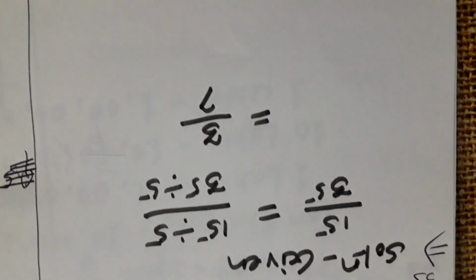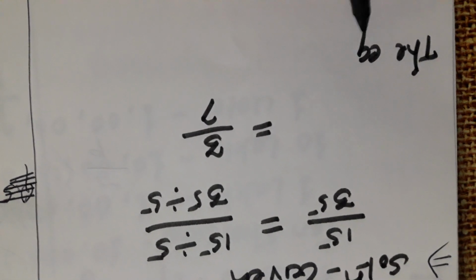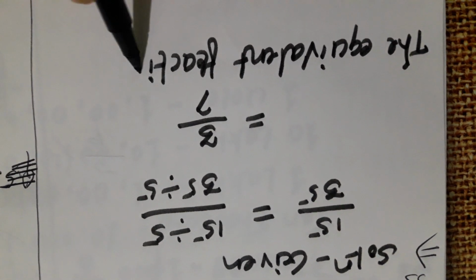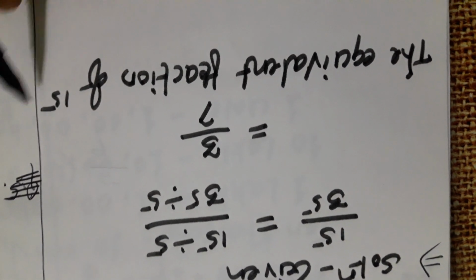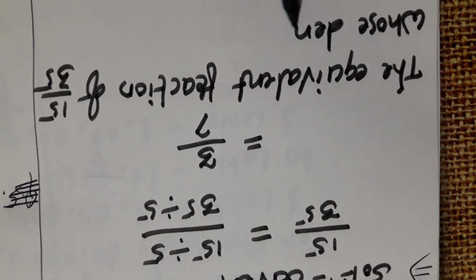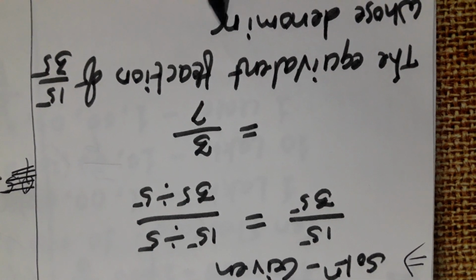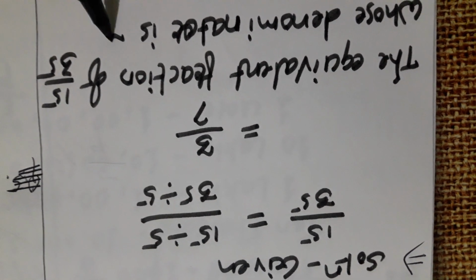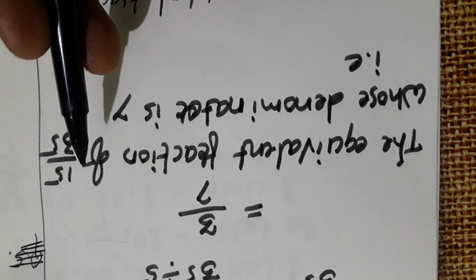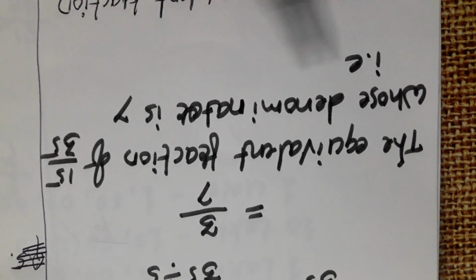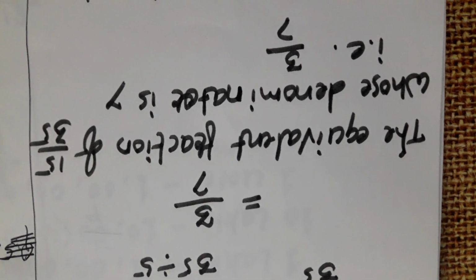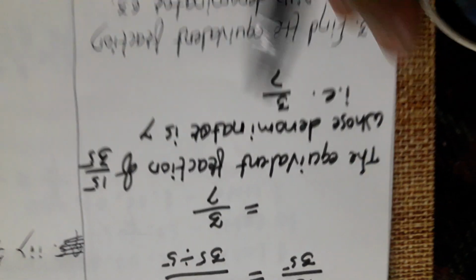Got the idea? We have to write here the equivalent fraction of 15 upon 35 whose denominator is 7, that is, this is the short form, look here, the equivalent fraction of 15 upon 35 whose denominator is 7, that is which one? 3 upon 7. Is it clear? Now see the next question. This is also like that.